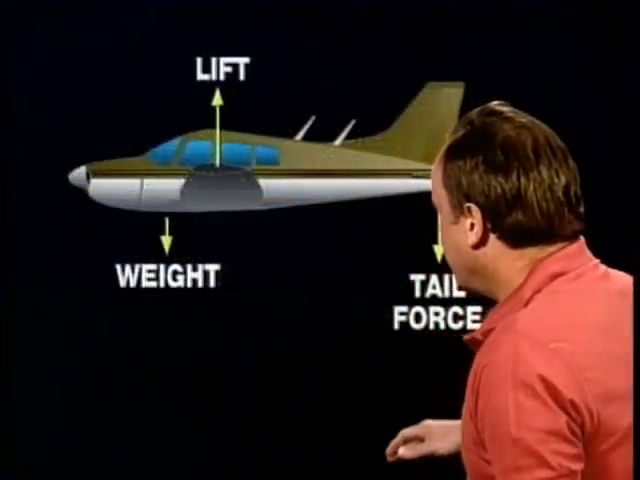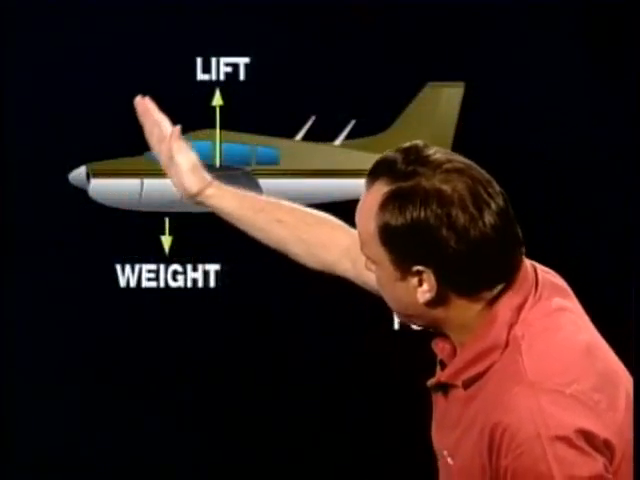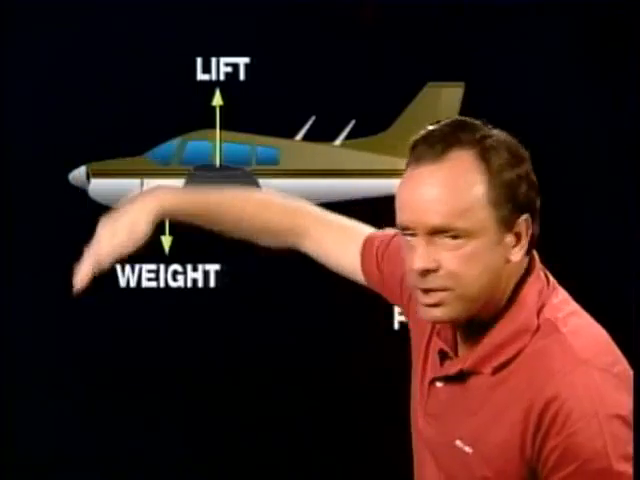Now, when we're talking about stability of an airplane on the FAA written exam, normally we're talking about longitudinal stability. Now, longitudinal stability means pitch stability. Does the airplane tend to pitch up or down and get out of control, pitching up and down?